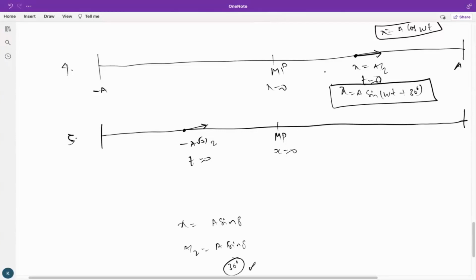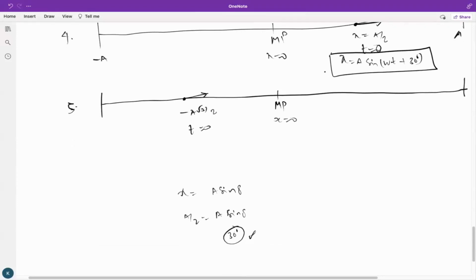Now let's move to the next question. And this one, let me try to find it out, right? In this figure, two things are given. One, the direction of the velocity, and the next thing is the value at t is equal to 0, right? That means the initial phase difference we can calculate.